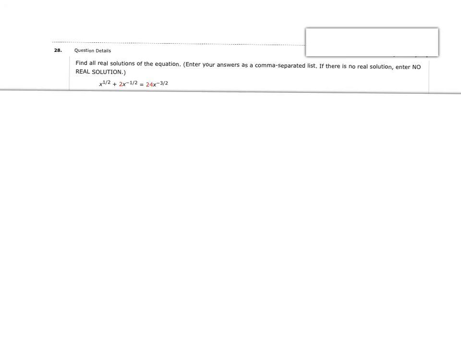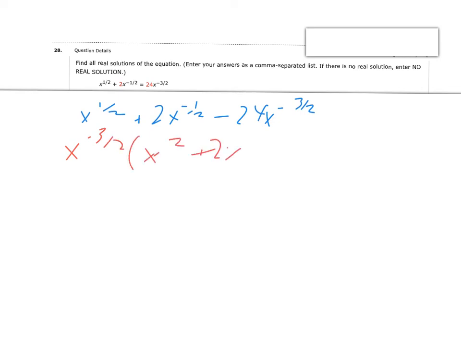All right, next up here, we're solving this one. We want to get one side to 0 and factor. So I'm going to move that 24 piece over, and then we are going to factor out the smallest exponent, which would be negative 3 over 2 power. That's going to make all the exponents bigger. That's going to raise that one to squared. It's going to make that one an x, and then it's going to make that one a 24.